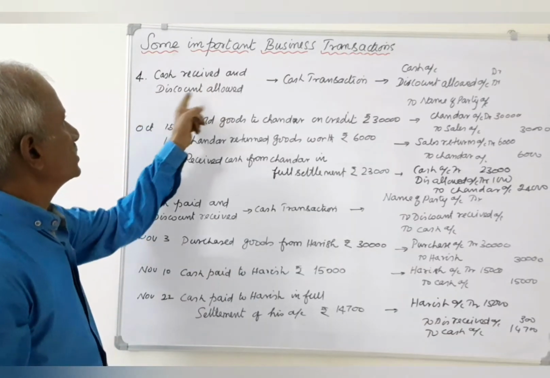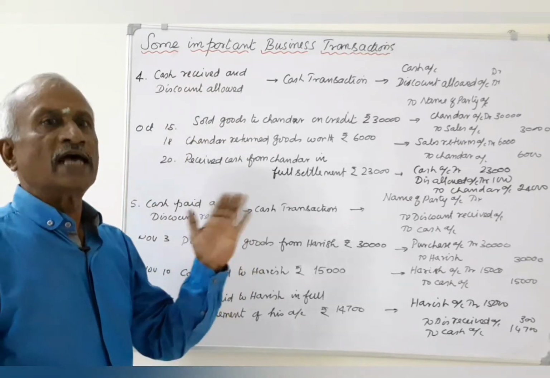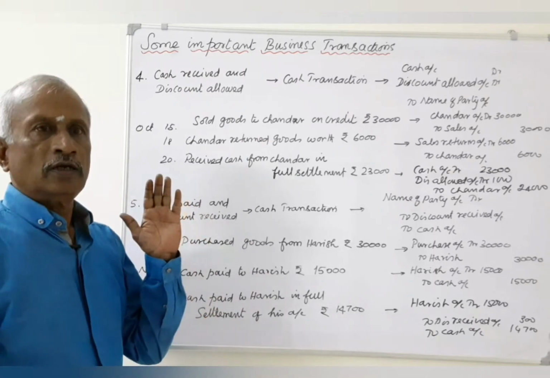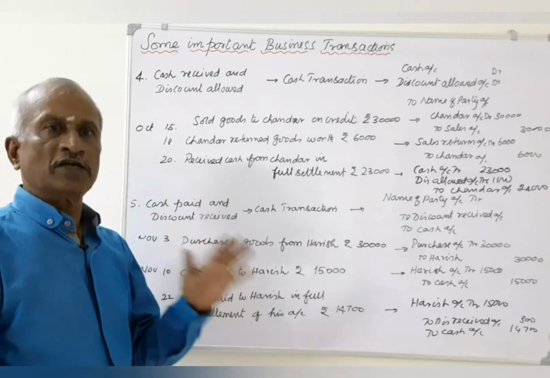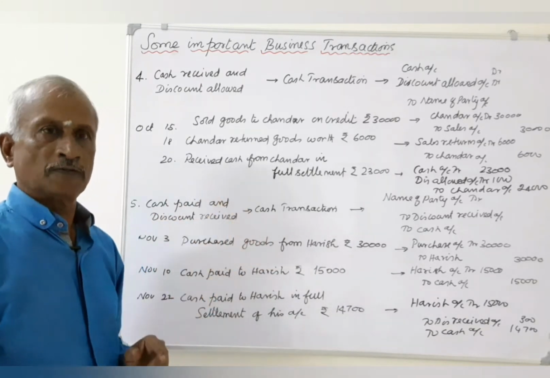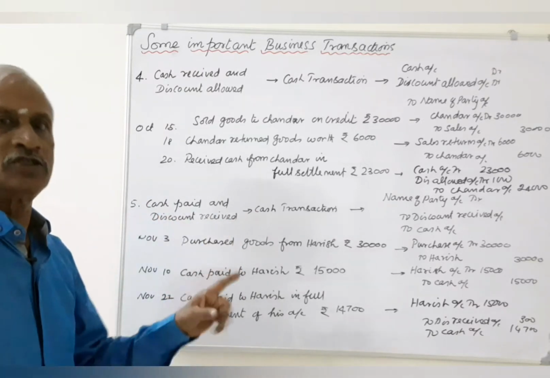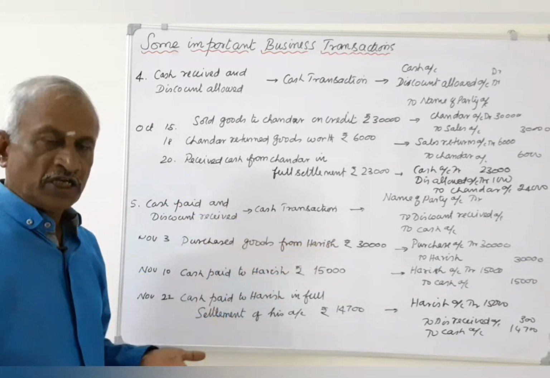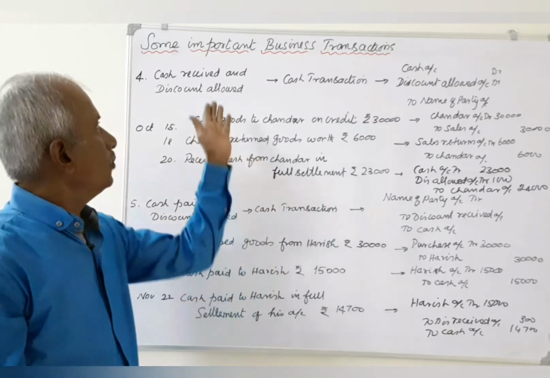Cash received and discount allowed. What is discount? It refers to cash discount. During credit sales, a concession is extended by the seller to the buyer for encouraging prompt payments. It is known as discount or cash discount. If you receive it, it is discount received, and if you allow it, it is discount allowed.